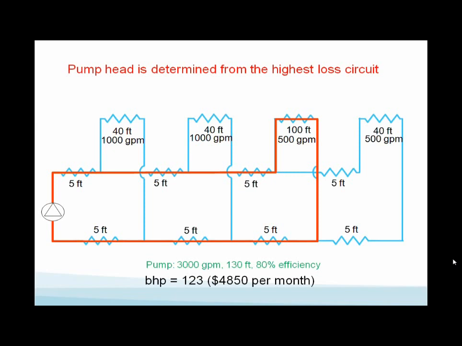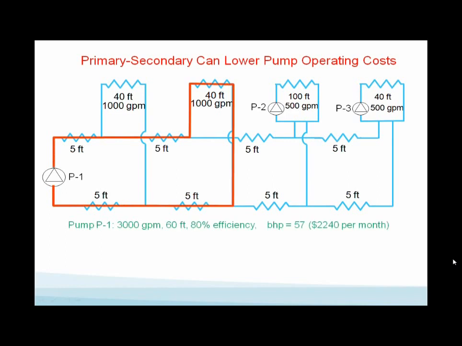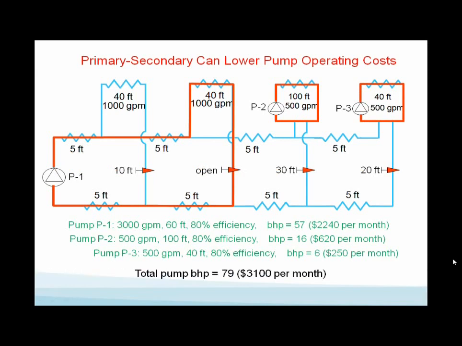Now, real quick, if you would look at primary secondary in this situation, you could do it this way. You put a couple of bridges down at the end. Now the critical circuit changes. I've isolated a 100-foot head circuit. Yes, I have more additional pumps, and here's all my pumps at the bottom. But now my actual pumping brake horsepower dropped from 123 to 79 by going to primary secondary.